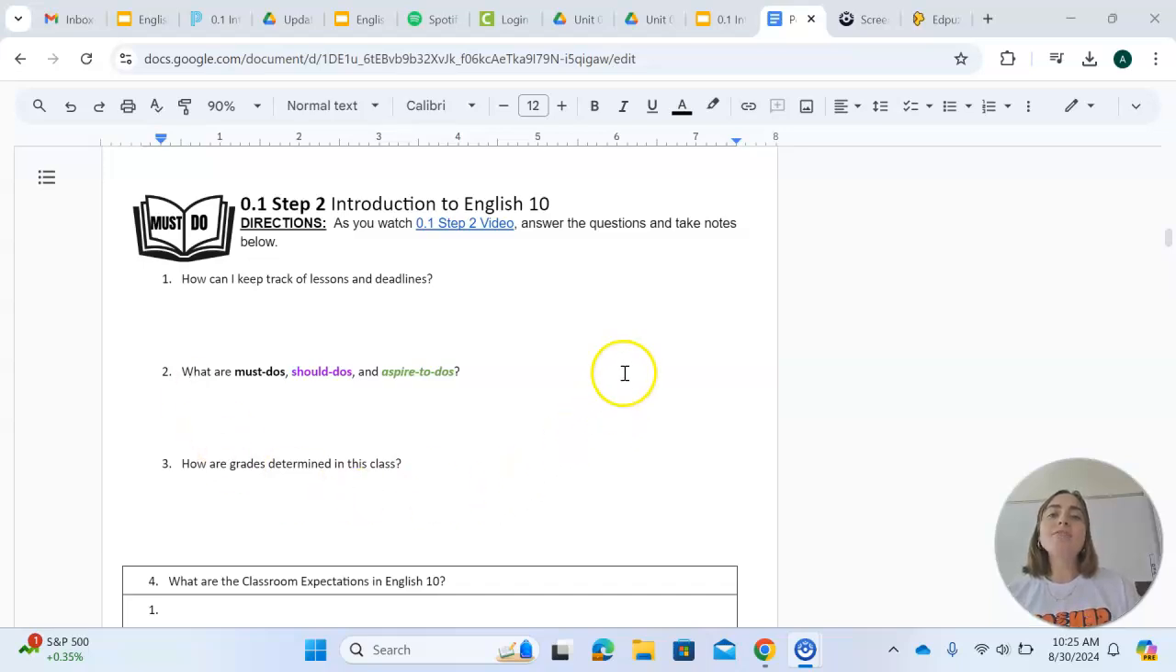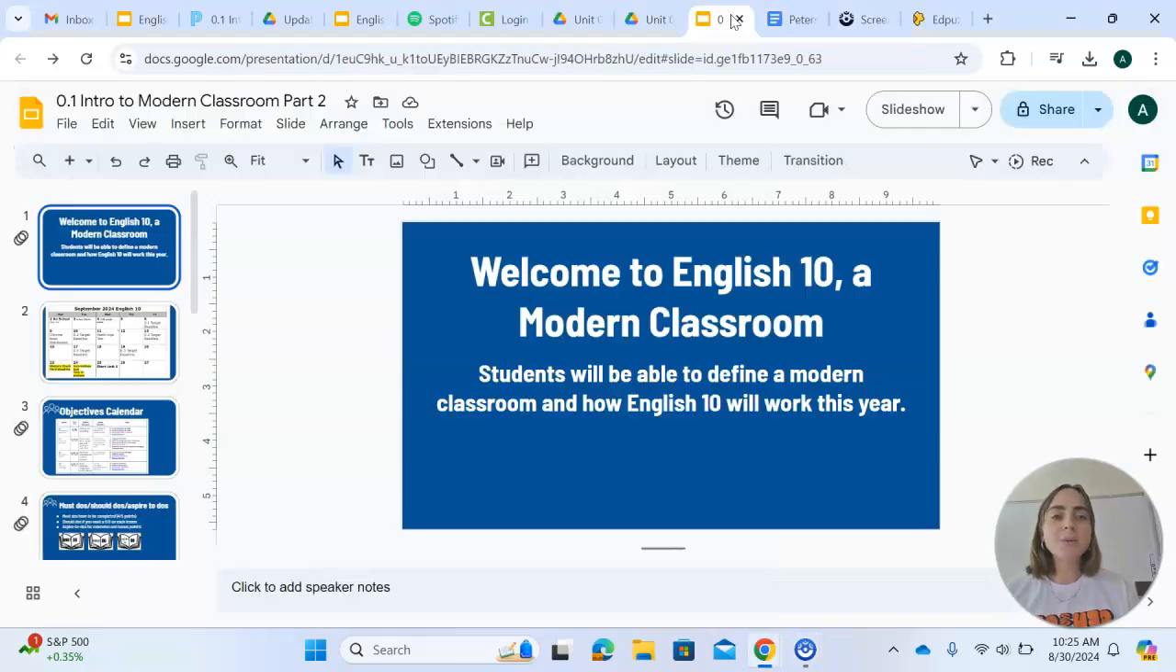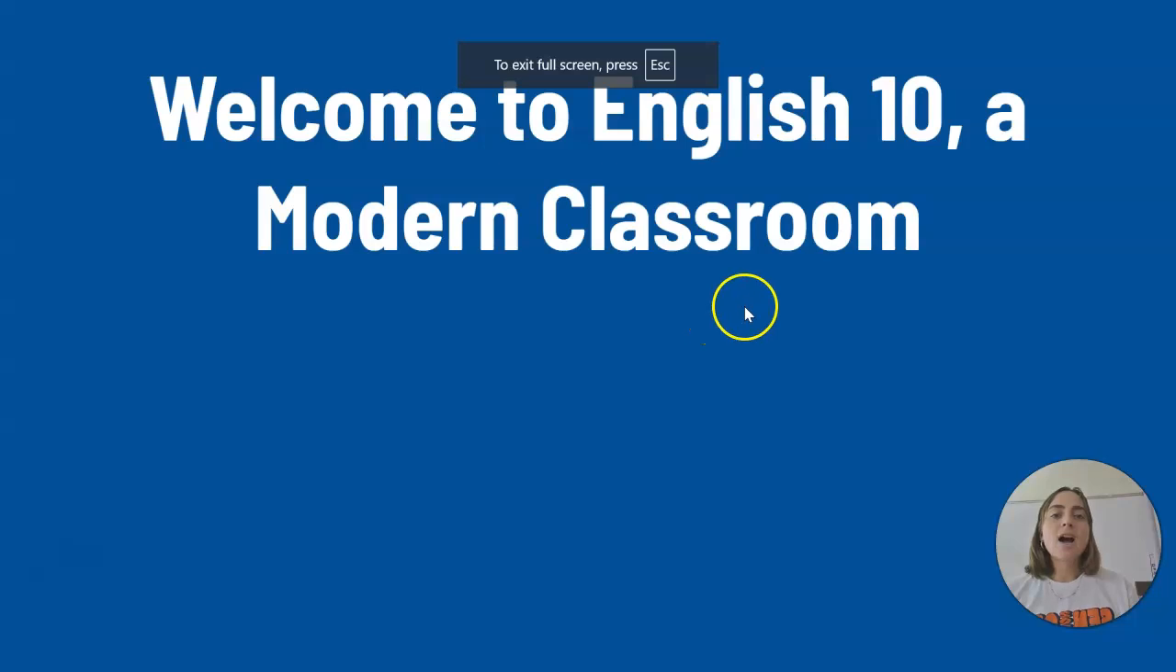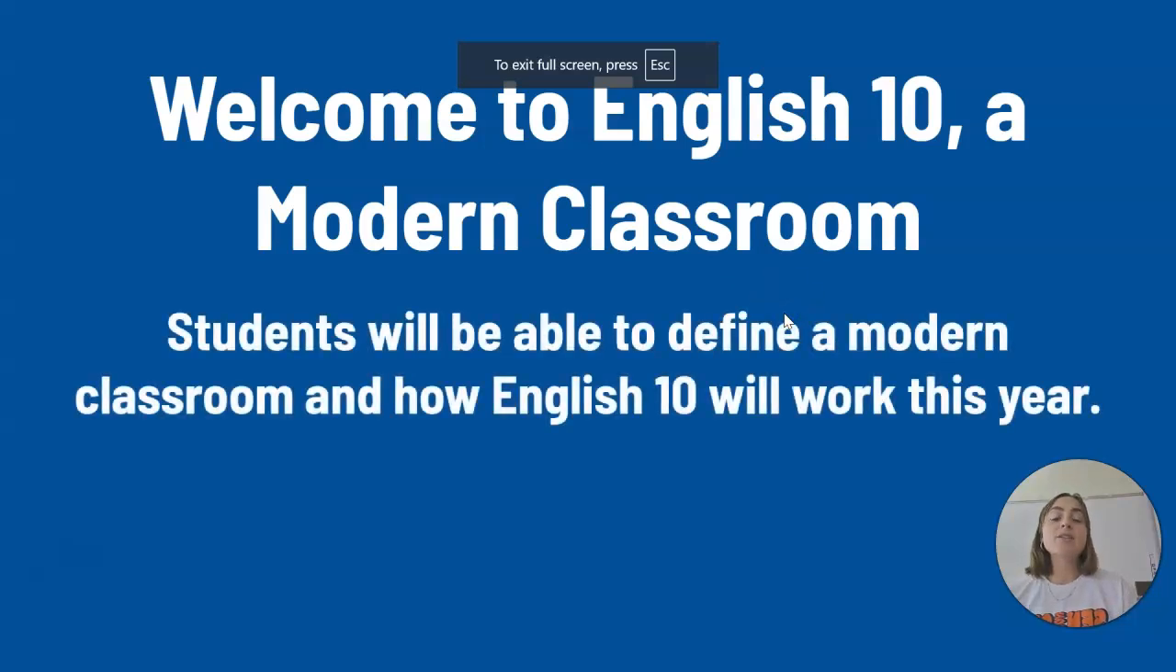Make sure that you have your packet open to page 3 and you have a pen or a pencil so that you can take some notes as you watch this video. Our objective today is exactly the same as it was in our last video. You are going to be able to define what a modern classroom is and how English 10 will work this year.